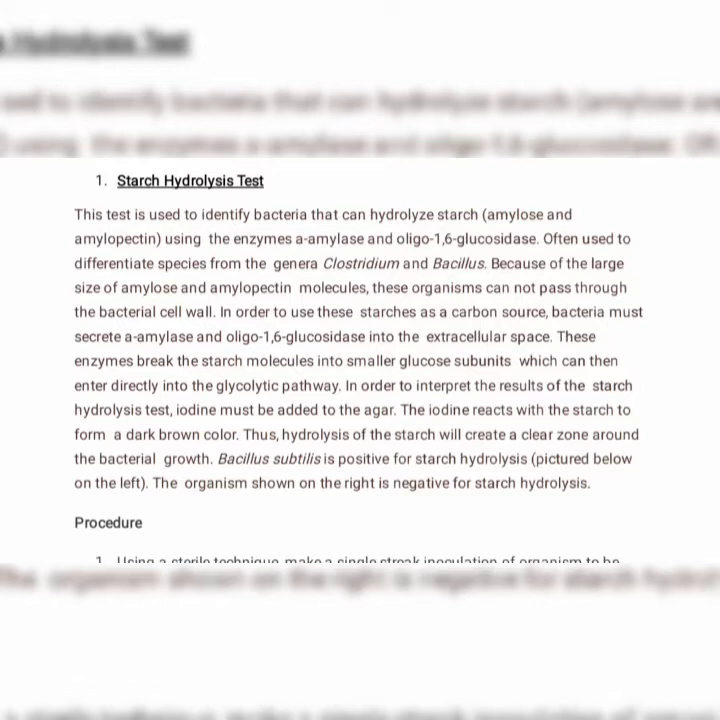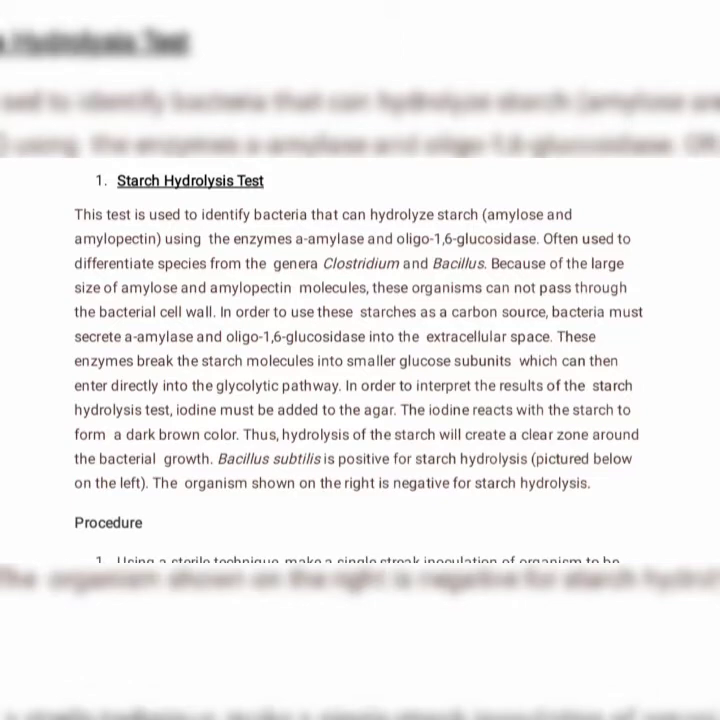Those enzymes are alpha amylase and oligo 1,6 glucosidase. In the presence of these two enzymes, amylose and amylopectin are broken down to glucose and galactose. And that glucose and galactose is used by bacteria as a source of carbon. So, to perform this starch hydrolysis test, we have to add iodine solution as an indicator in our agar.